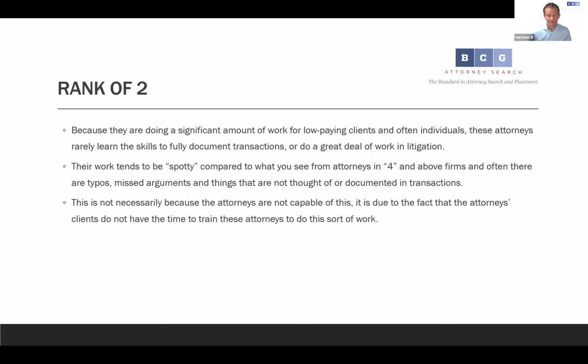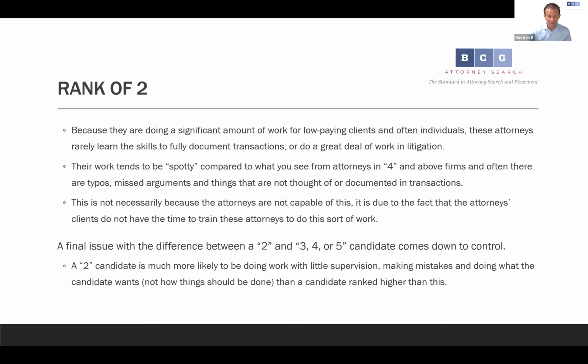And it's not to say that attorneys are incapable of this. An attorney at a two firm could theoretically go to a four firm and become a four attorney or a five attorney, but they haven't been trained like that, and the clients don't have the money to allow people to do that kind of work, and the law firm doesn't have the resources either. And the other thing too, I would say, between the difference between a 2, 3, and 4 or 5 candidate comes down to control. And I'll tell you a quick story.